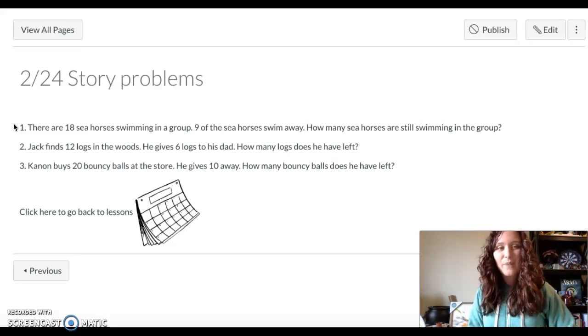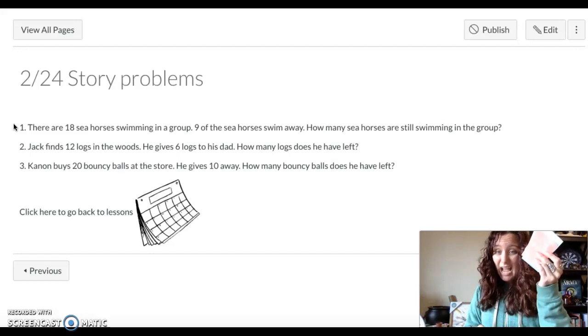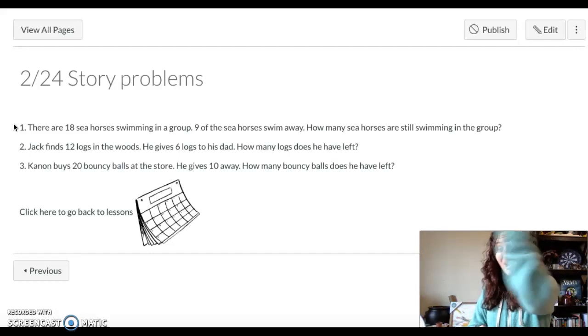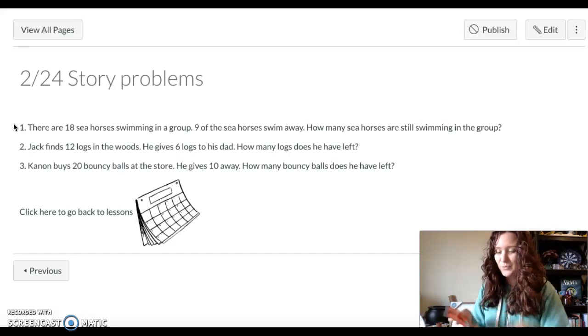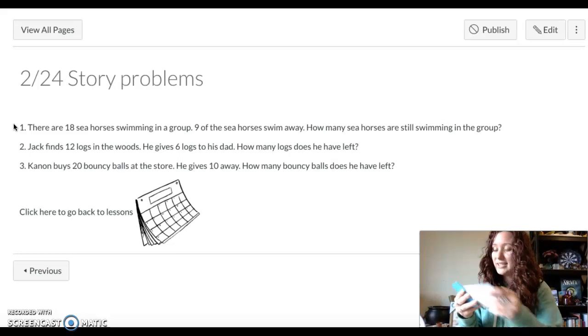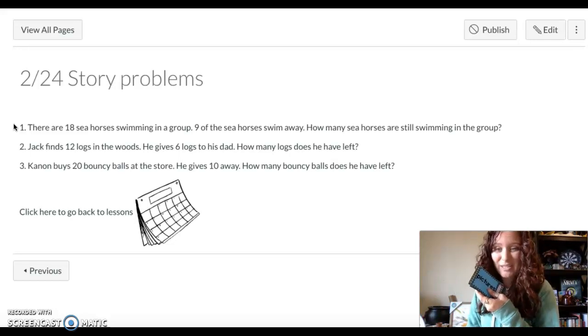So I'm going to take my 18 sight words and I'm going to count 9 of them. 1, 2, 3, 4, 5, 6, 7, 8, 9. So these 9 are going to get put in my away pile. Let's count and see how many we have left. 1, 2, 3, 4, 5, 6, 7, 8, 9. So those are my leftover seahorses.